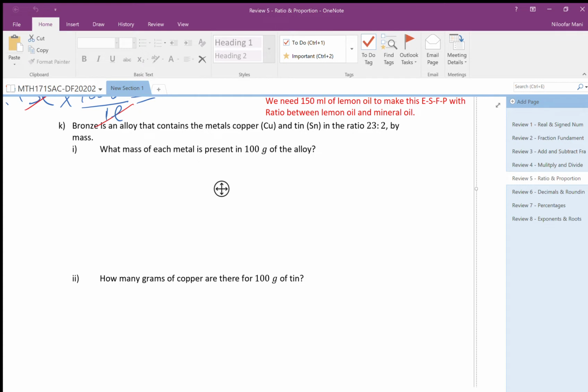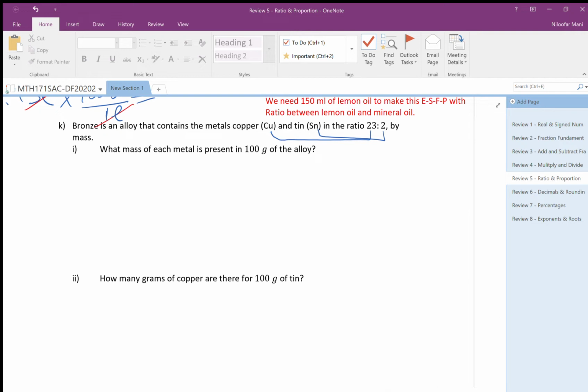Hi again, I continue on the lesson. So here I have a bronze that is an alloy that contains copper and tin. Okay, so the ratio is this: 23 to 2. So that's a ratio by mass. But I don't know what the units are because it doesn't matter. 23 whatever to 2 whatever. Okay, so the same units.